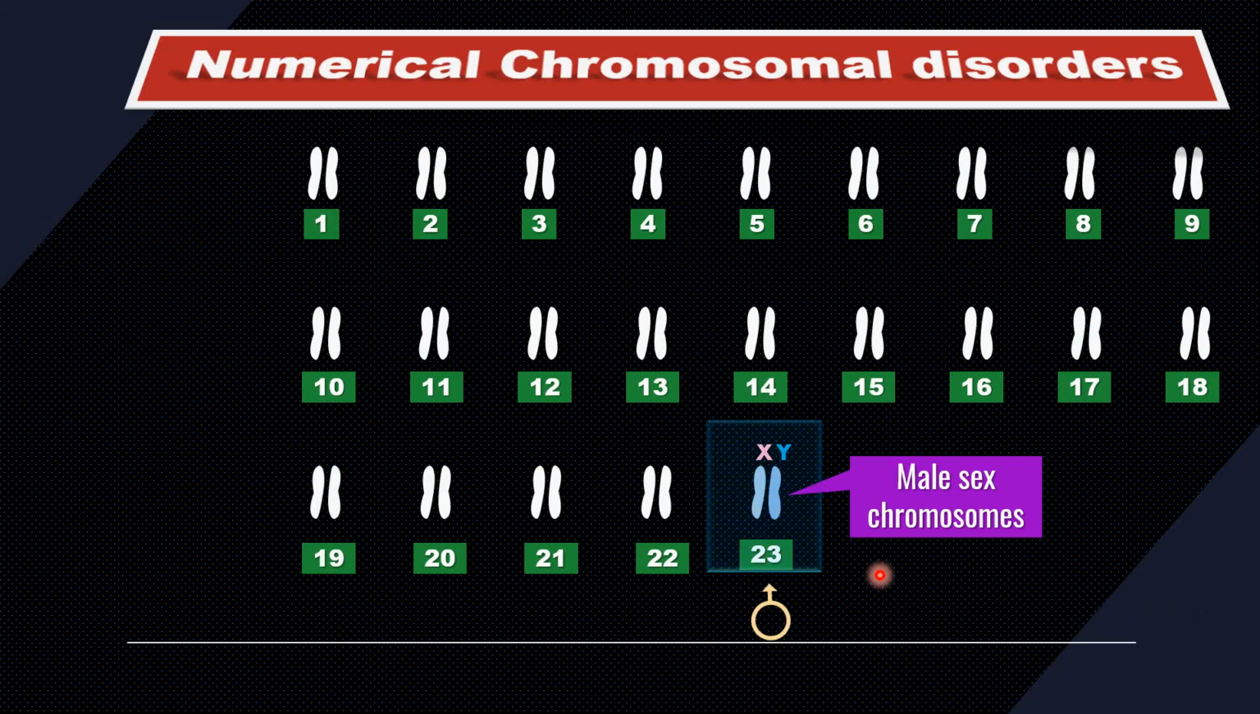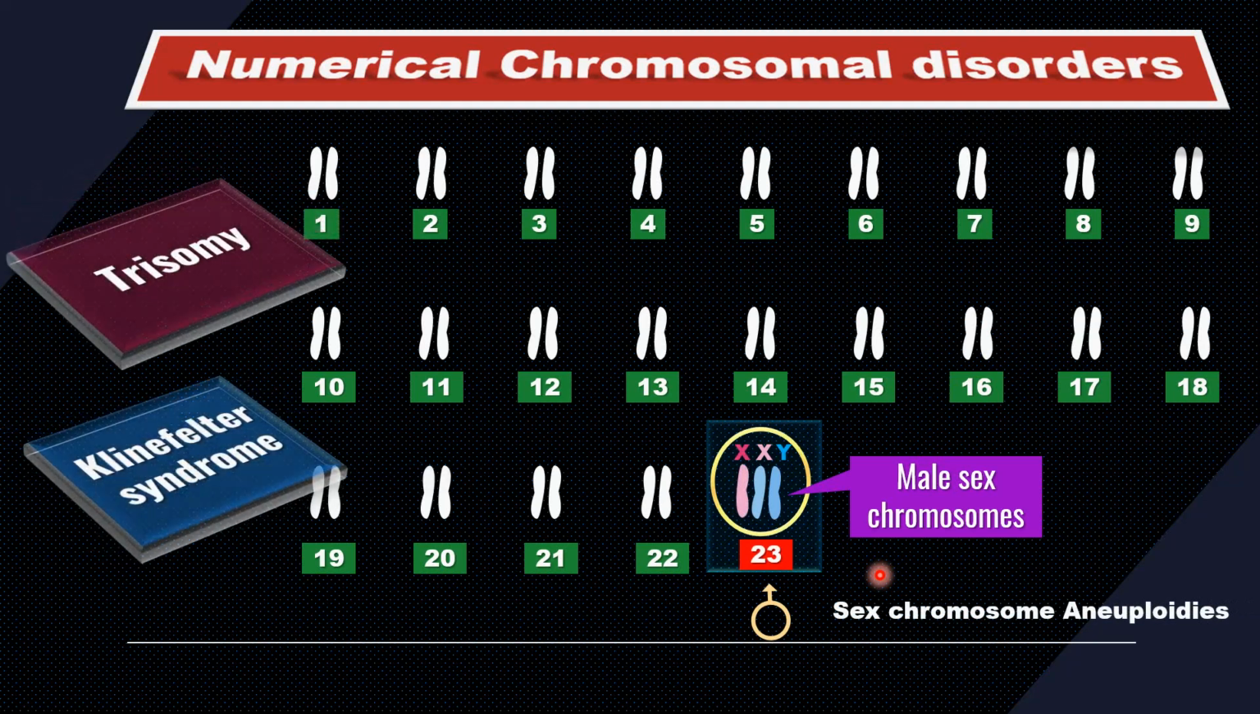This is the male karyotypic presentation, the normal karyotype of the male with 22 pairs of autosomes, and the 23rd is X and Y. If an extra X is added, again it will become a sex chromosome aneuploidy. And trisomy, again, because there are three copies now in the sex chromosomes, and the name of the disorder is called Klinefelter syndrome, seen in males because there is already X and Y, so there is one more X added here.